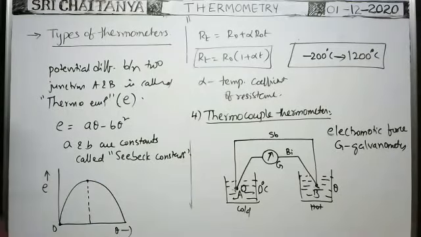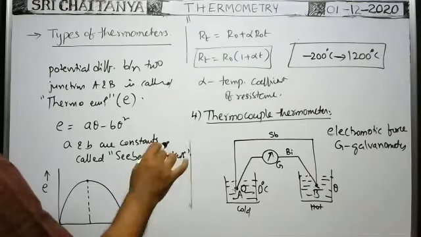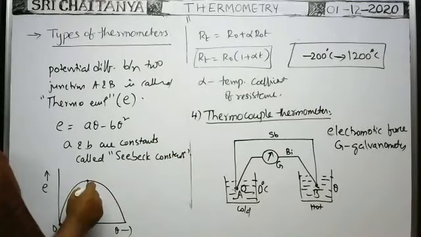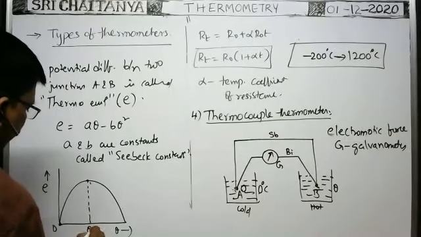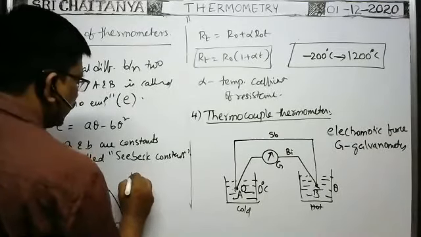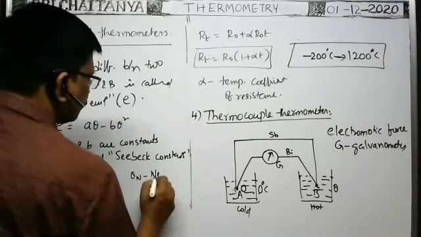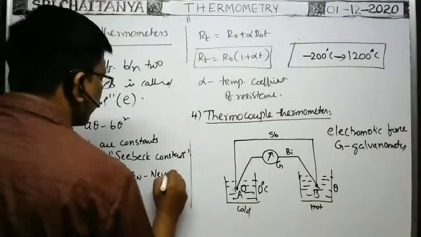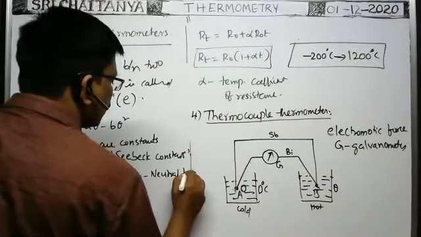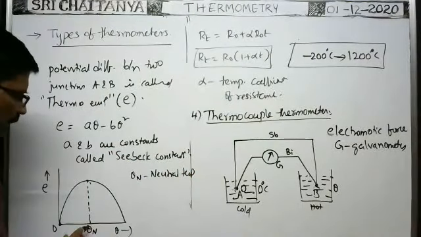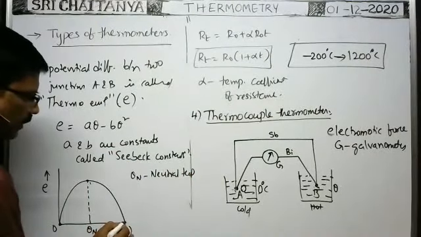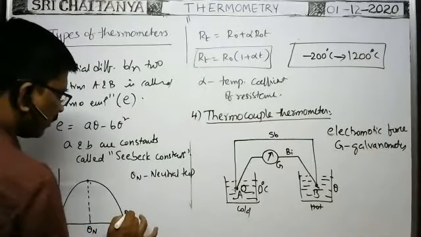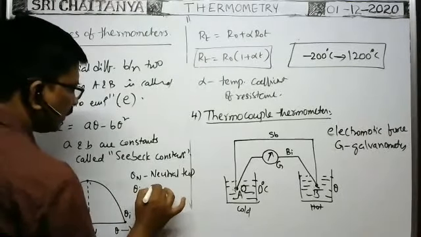The temperature of the hot junction, provided the cold junction is at 0 degrees centigrade, at which the thermo EMF reaches maximum, is called the neutral temperature, theta n. Whenever the temperature gradually increases, at this particular temperature the thermo EMF becomes 0. That is called the inversion temperature, theta I.